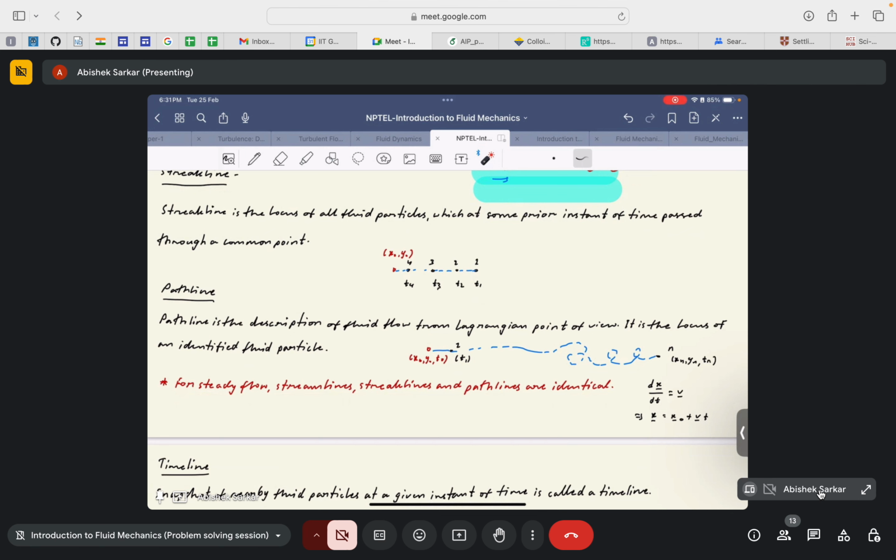But this statement, for steady flows, streamlines, streak lines, and path lines are identical, is very, very important. So that's why I have labeled it in red color. Why? Because from the conceptual point of view, this is a question that is asked almost every year in the engineering competitive exams such as GATE and ESE. This is asked every year, and you will see in many previous year questions this question is asked time and time again.